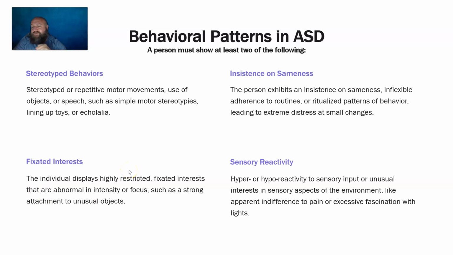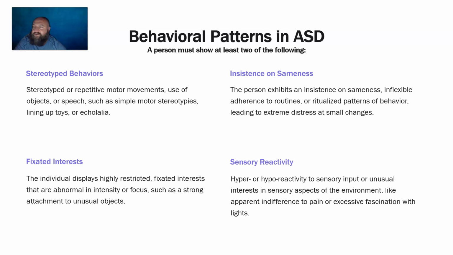Fixated interests. So the individual displays highly restricted, fixated interests that are abnormal in intensity or focus, such as a strong attachment to unusual objects. Unusual objects, I know it's kind of a loaded term. I have seen some kids who may be really fixated on something like a piece of paper, a bag. You think, oh yeah, a lot of typical kids will do that. Well, a child with ASD may hold on to that piece of paper, that bag, for days on end. And if you take it away or they lose it, they will really kind of break down.